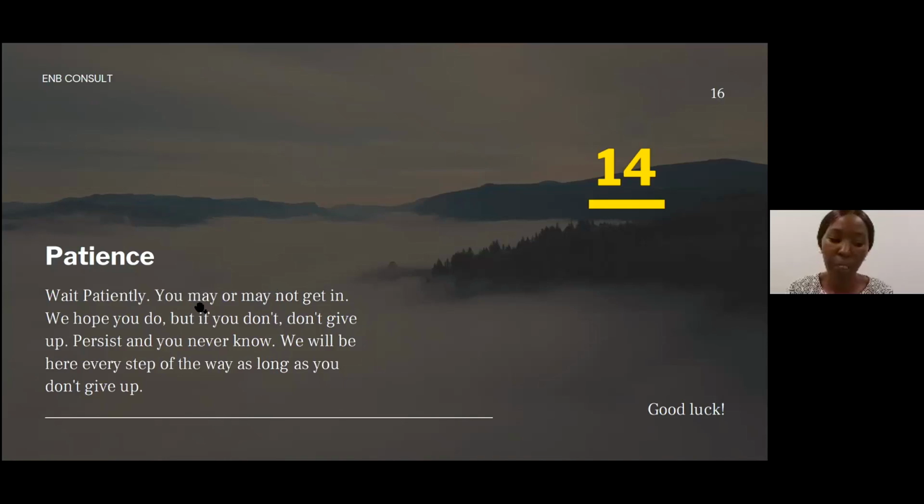So wait patiently. You may or may not get it. It all depends. But if you don't get it, that's okay. Just keep applying. You can apply to different universities. You can apply to the same university, but be persistent and you never know, you might get it. We'll be here every step of the way as long as you don't give up. With all of this, you can independently apply for the CSC scholarship via the university. You can do it on your own.